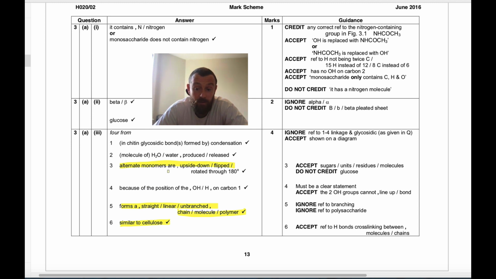There are some things that I didn't say, which I should have done. So I probably only got 3 marks out of 4 for that. I didn't actually say that in chitin glycosidic bonds we form by condensation, with molecules of water produced or released because of the position of the OH on carbon 1. So those are the 6 things you could have said in terms of how it's formed and the structure.